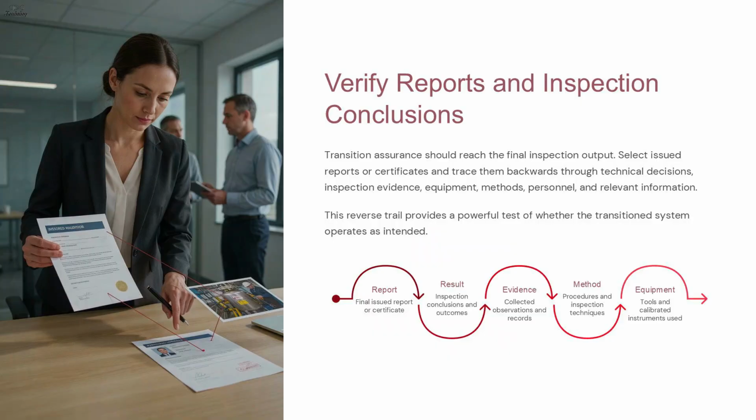Transition assurance should reach the final inspection output. Select issued reports or certificates and trace them backwards through technical decisions, inspection evidence, equipment, methods, personnel, and relevant information. This reverse trail provides a powerful test of whether the transition system operates as intended.